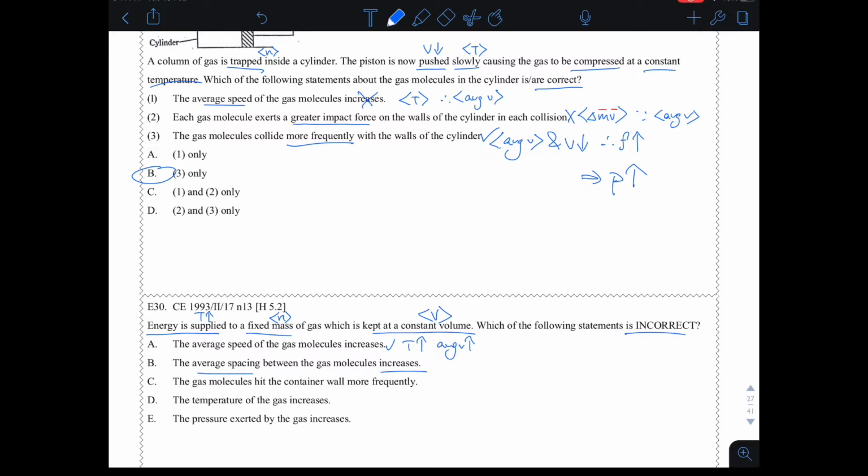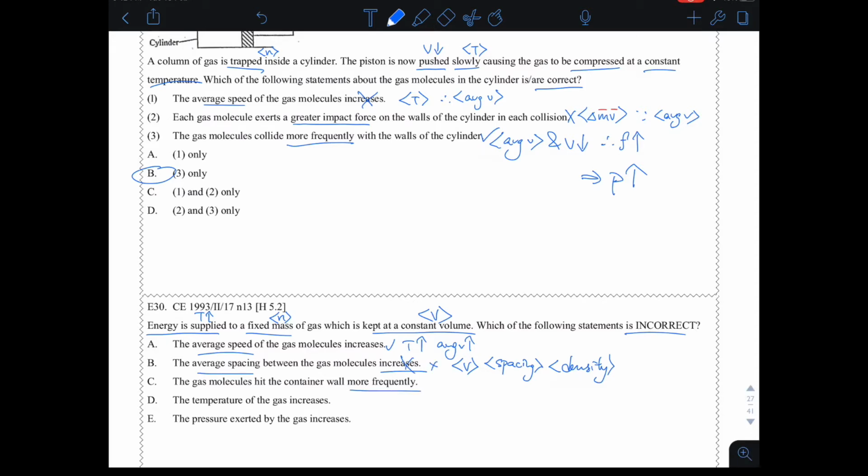Average spacing increases? Because the volume is constant, no change, then the spacing must be having no change. That means the density is also having no change. Then this is wrong, should not be increased, should be no change.